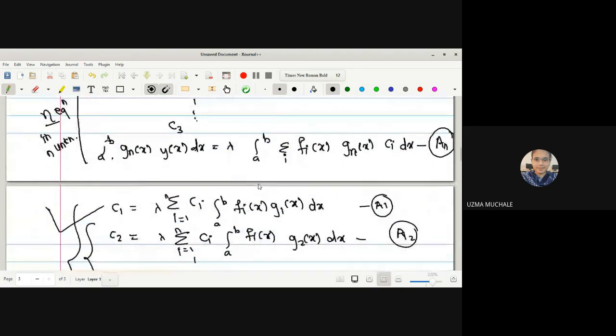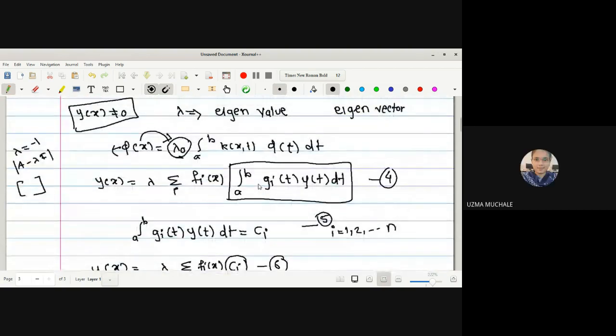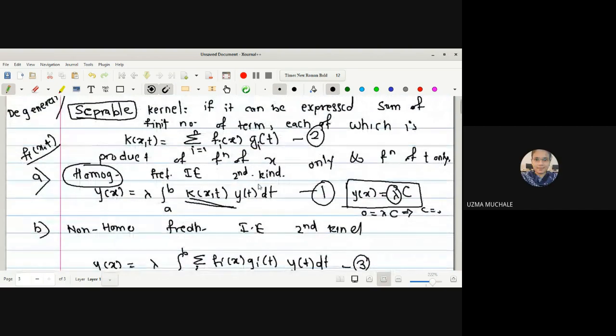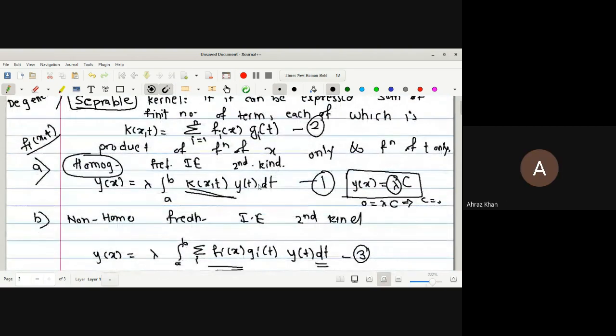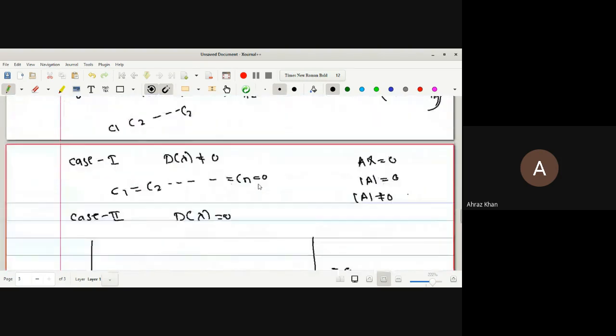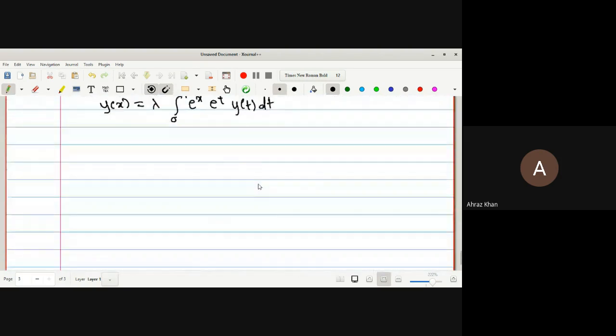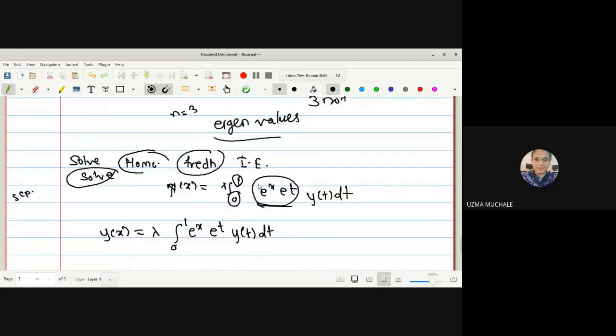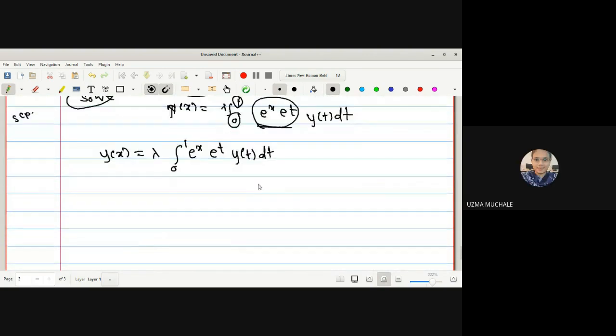Ma'am, in the question they have not mentioned whether it is separable or not, but in the definition of separable, it is given that it is expressed as a sum of a finite number of terms. Here only a single term is given, na? Sum of a finite number of terms, it may be true, na? It is simply e raised to x into e raised to t, plus I can add 0.